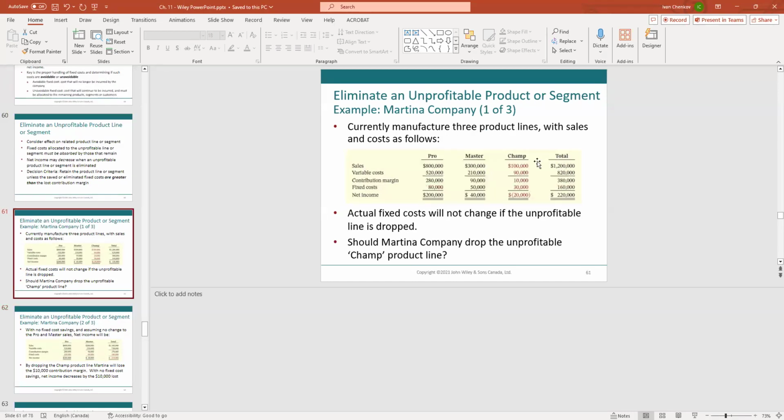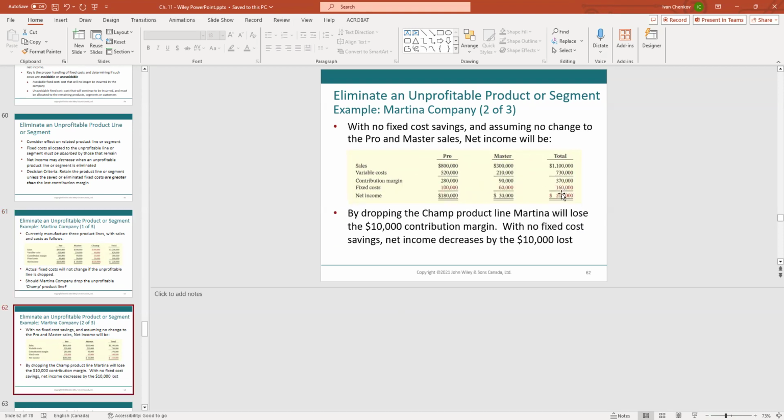When I have the champ, my net income is 220,000. Can you guys see this? If I have it, I'm making $220,000. If I get rid of it, I'm making 210. Should I eliminate it?